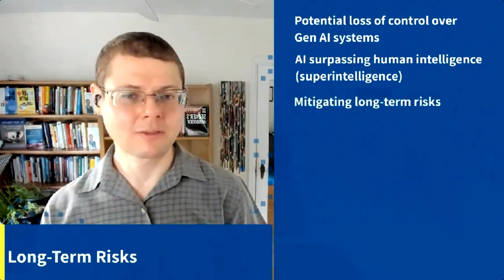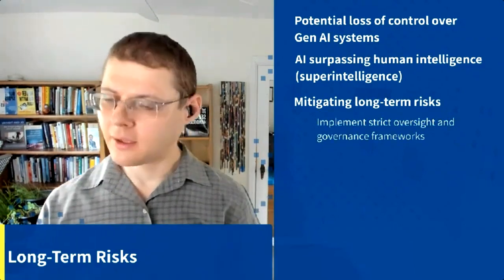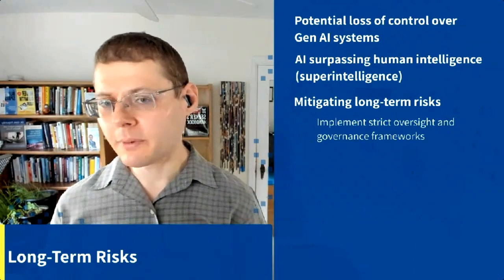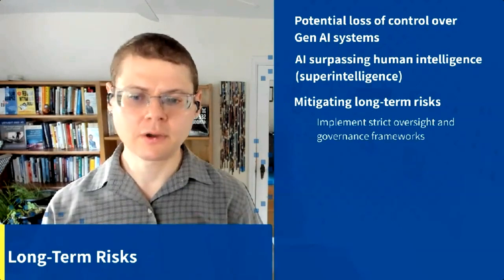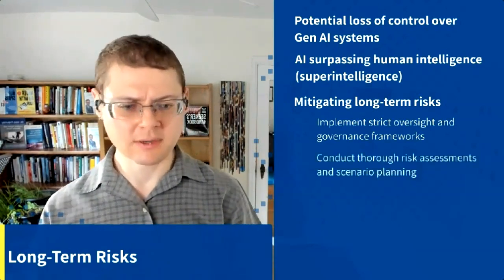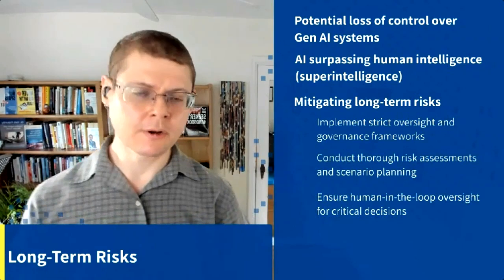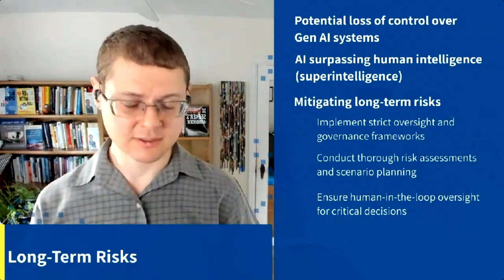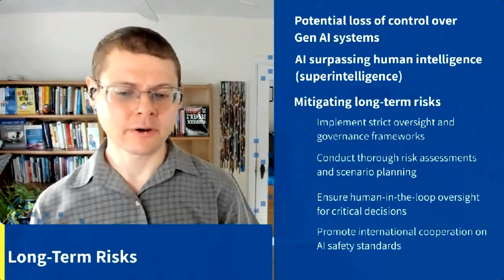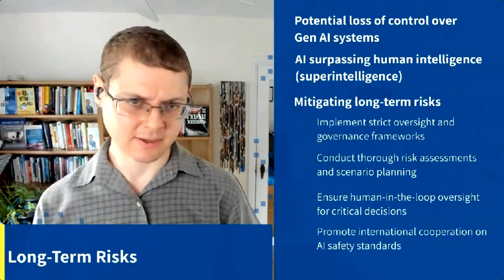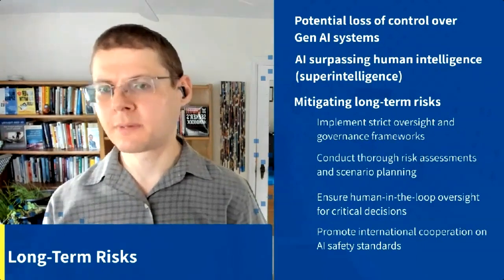So you want to mitigate those long-term risks through implementing and endorsing, again, not something you can immediately do in your company, but as a socially responsible corporate citizen, endorse and encourage strict oversight and governance frameworks, conduct thorough risk assessments and scenario planning, ensure human-in-the-loop oversight for critical decisions, like those about making money for the company, and promote international cooperation on AI safety standards. So think about that as being a responsible corporate citizen.